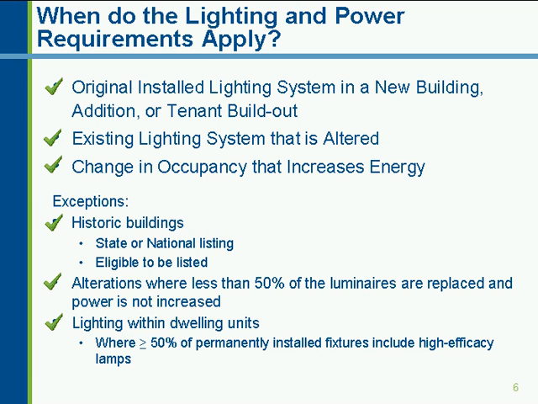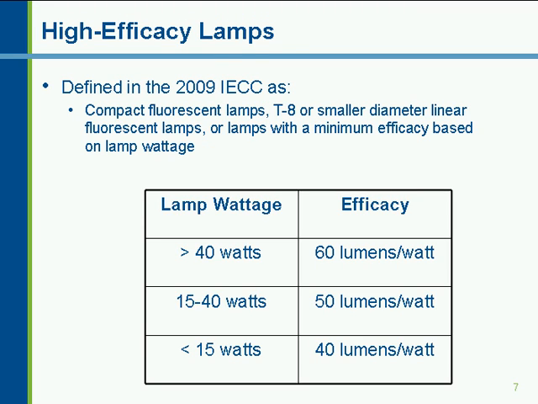And let's cover that a little bit more by describing what is meant by that. It is defined in the document itself. High efficacy sources will be compact fluorescent lamps, T8 or smaller diameter, which means T12, a common application, is not necessarily going to comply. It has to be T8 or smaller fluorescent lamps, or lamps with a minimum efficacy, which is based on lamp wattage. And here's a table that's included. If you have larger wattage lamps, say greater than 40 watts, you have to have a source with at least 60 lumens per watt. And as it goes down, the efficacy requirement is less, of course.